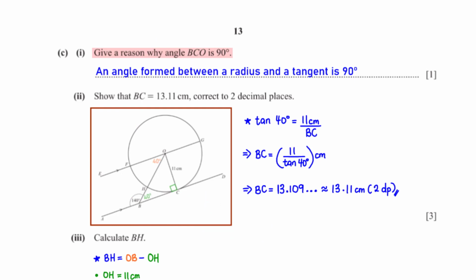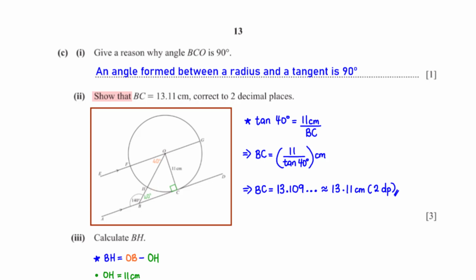Give a reason why angle BCO is 90 degrees. This is because this angle is formed between a radius and a tangent. Show that BC equals 13.11 centimeters, correct to 2 decimal places. Angles on a straight line add up to 180 degrees. So to get this angle, we subtract 140 degrees from 180 degrees, which gives us 40 degrees.